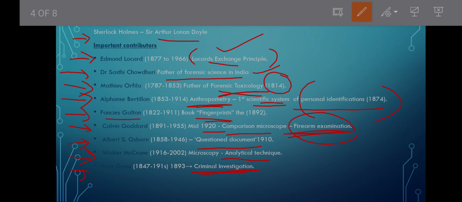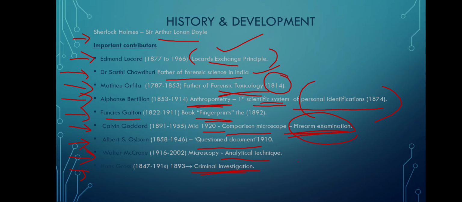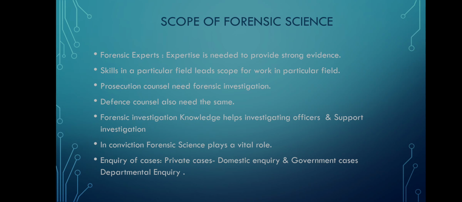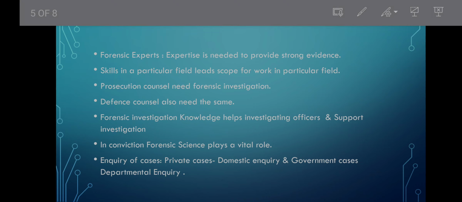So this was all about the few personalities or contributors I have noted down. Let us move on to the next topic, that is the scope of forensic science. So what will be the scope? Here we must have heard about the forensic expert, right? In every field we require a forensic expert.